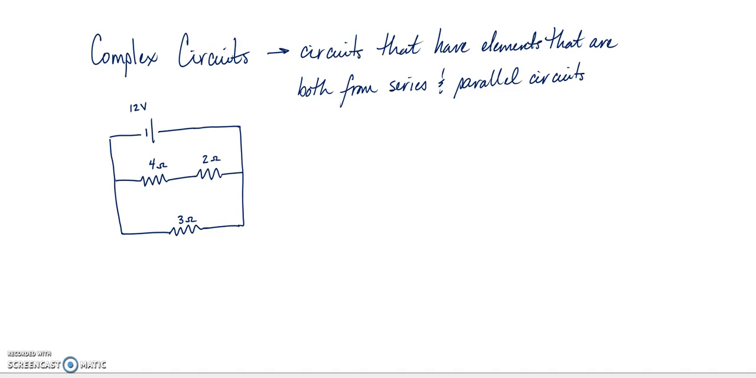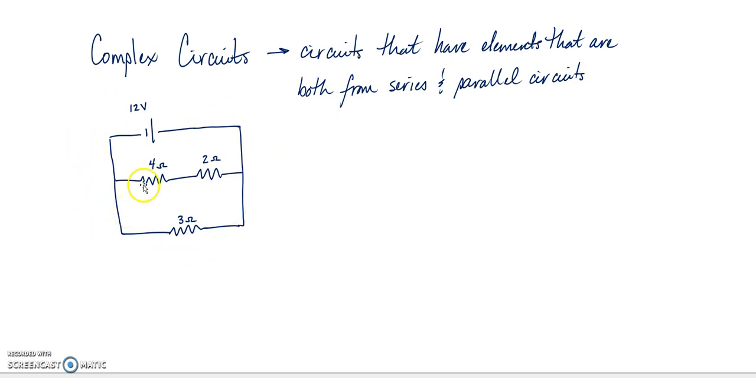Alright, welcome back to our final example of how to solve more complex circuits. These are sometimes referred to as combination circuits because they have elements that are both series and parallel. So here's our given example.